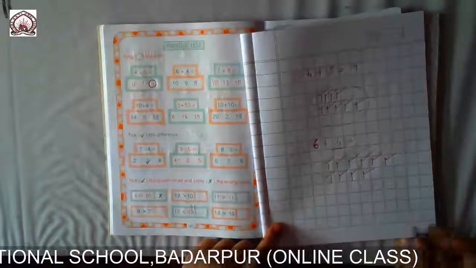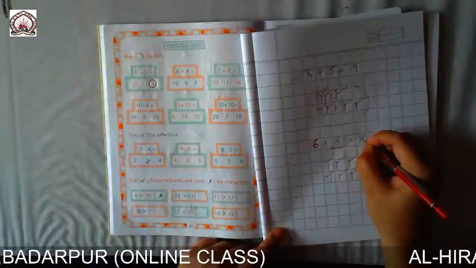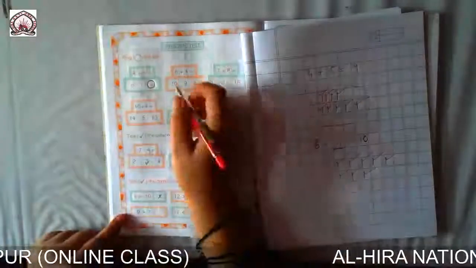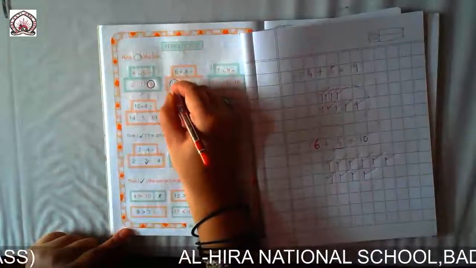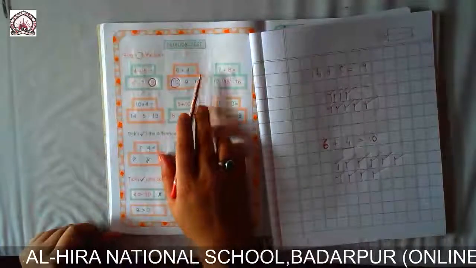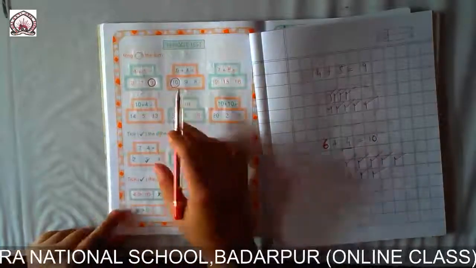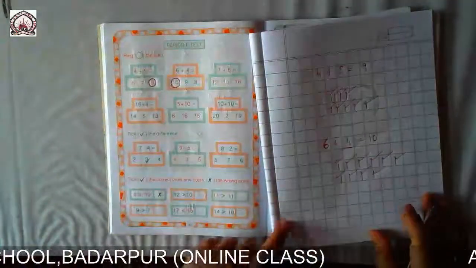What do we get here? 6 plus 4, 10. So here you got 10. Where is 10? Yes, here you find 10. Circle this 10. Okay. So 6 plus 4 gives 10. So this is the correct answer. Circle the 10.